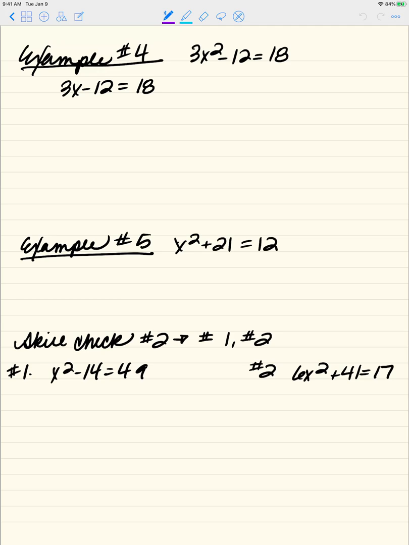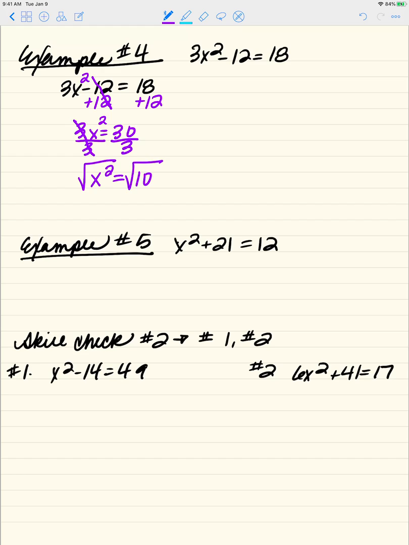Okay, example number 4, 3x squared minus 12 is equal to 18. We're going to add 12 to both sides to undo the subtraction of 12 on the left-hand side. 3x squared is now equal to 30. Now we're going to divide both sides by 3 to undo the multiplication of x squared by 3. We get x squared is equal to 10.